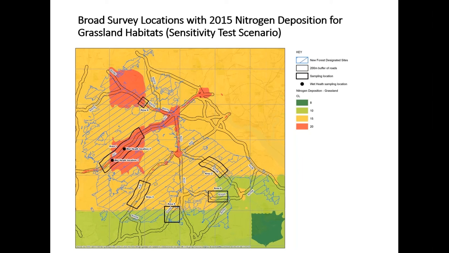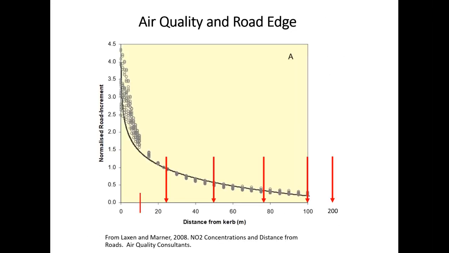This map here shows the modelled nutrient nitrogen deposition in the New Forest landscape for 2015, and it was provided to us by another consultancy, Air Quality Consultants, to help us with our work. The area of interest that I looked at is in this block here. This is the A31. The small black lines are the 200 meter zone around the edges of roads, and that's the recognised potential impact zone that the Highways Agency, for example, would want you to look at to see if you can pick up any changes.